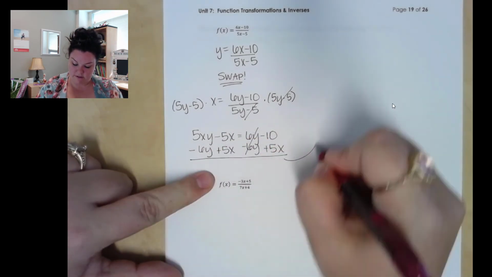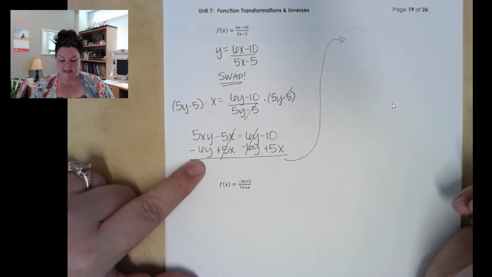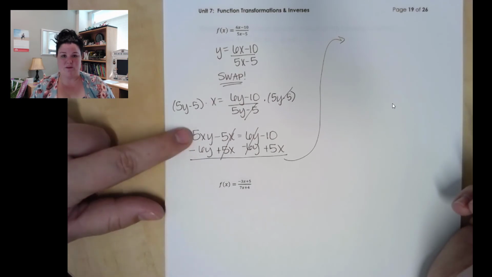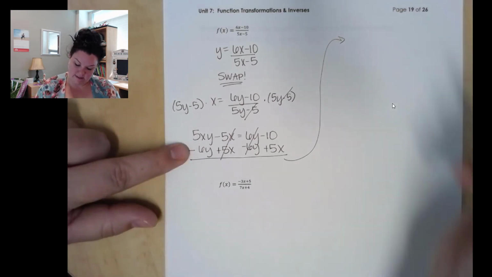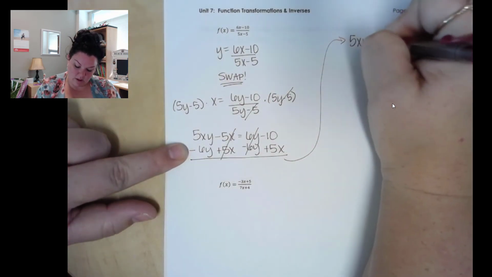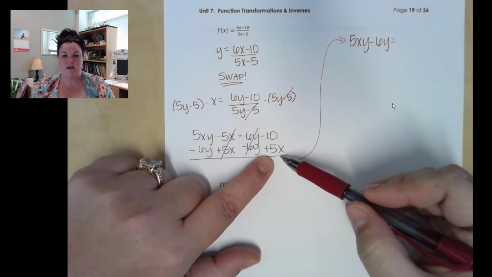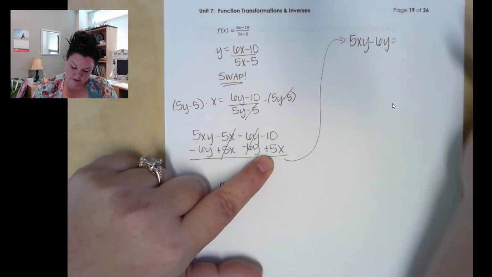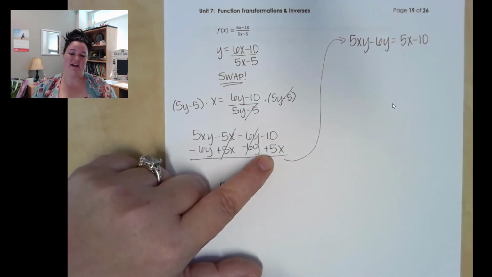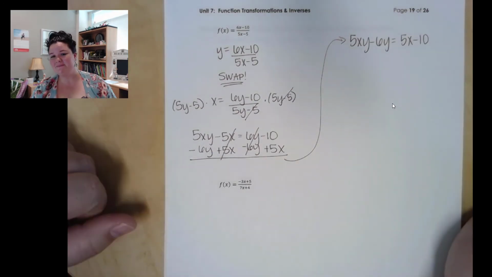And then I'm going to come up here because I ran out of room. So on this side, notice I cannot combine 5xy and 6y because one has an x and one doesn't. So I'm just going to write them out side by side. So I end up with 5xy minus 6y is equal to, on this side, again, these are also not like terms, so I can't combine them. So I'm just going to write 5x minus 10. Now, if you write that as negative 10 plus 5x, that's totally fine. I just like to write the positive one first.